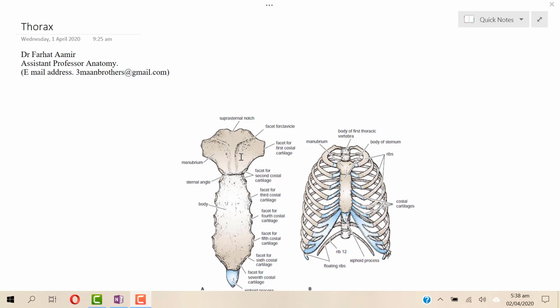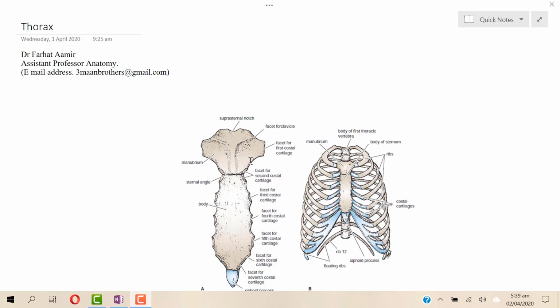This is the upper border. This is the lower border, and these are two lateral borders. The upper border will have a suprasternal notch, which is also called the jugular notch, and there are two facets for the clavicle here, which will form the sternoclavicular joint. Then on the lower border, this is the manubrosternal joint, which is secondary cartilaginous. Then on each side, there are two facets for the first costal cartilage, which will form the first chondrosternal joint, which is of primary cartilaginous variety.